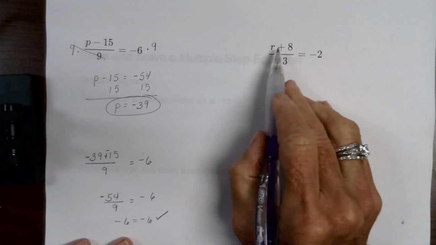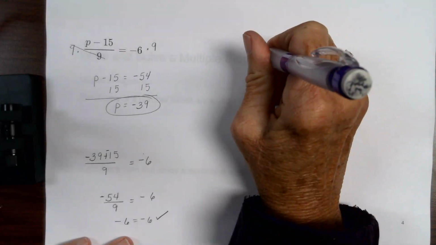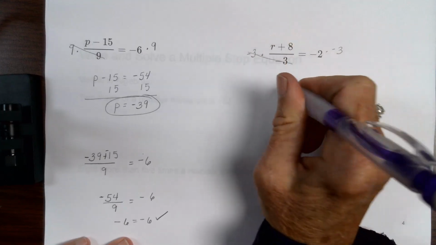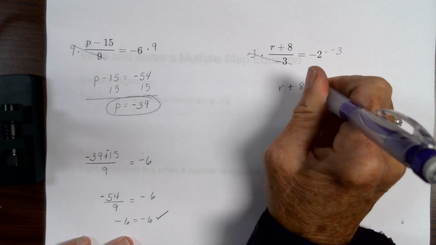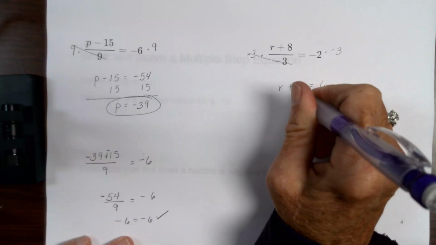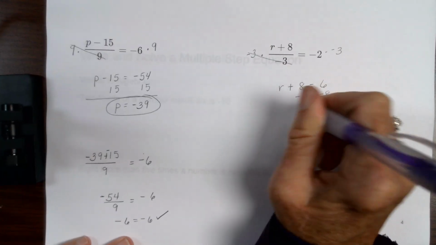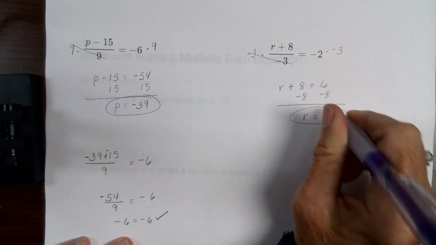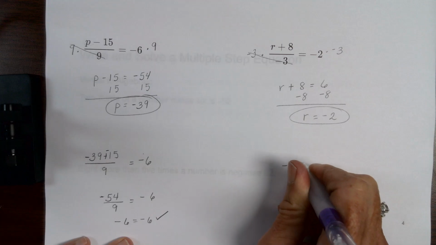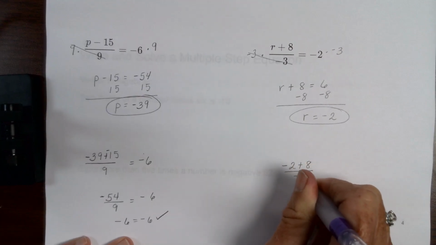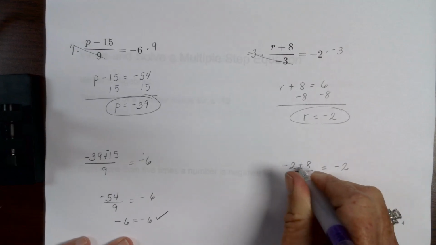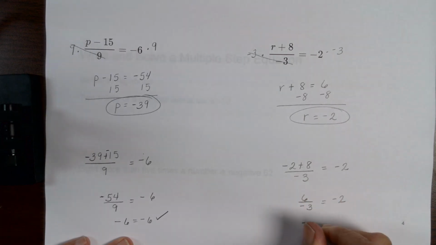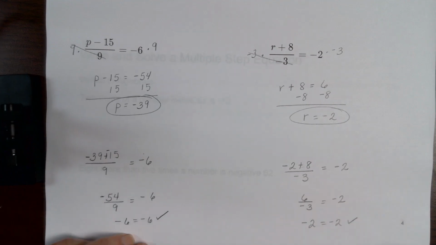Same thing here. See, the fraction bar goes all the way across, so I want to multiply both sides by negative 3. Those are equal to 1, so I have R plus 8 equals positive 6. I'm going to subtract or add a negative 8 to both sides, so I'm going to get R equals negative 2. I'm going to plug that back in, negative 2 plus 8 divided by negative 3 equals negative 2. This is going to give me a positive 6 divided by negative 3. So negative 2 equals negative 2.